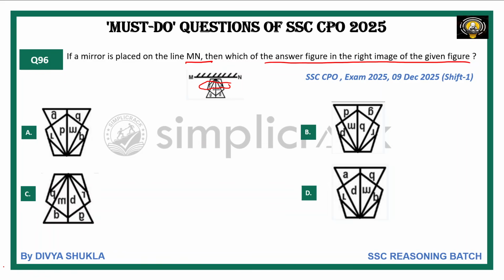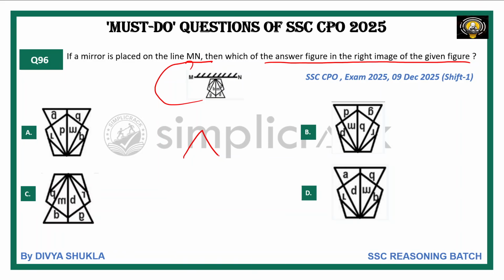Okay, let me just erase this part. No, this would become far actually. This would go to the far end. Why? Just a second. So how are you taking the mirror image? You are taking the mirror image like this.